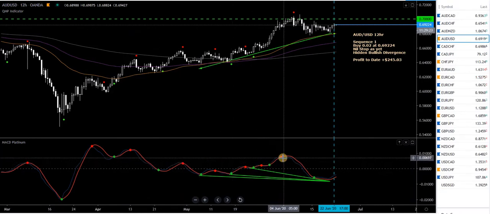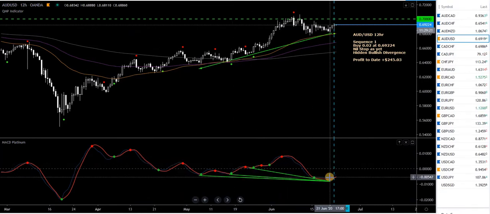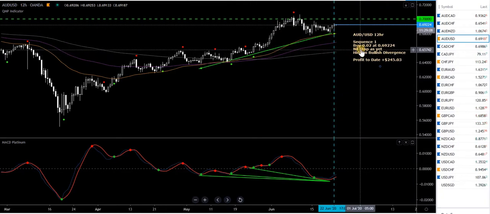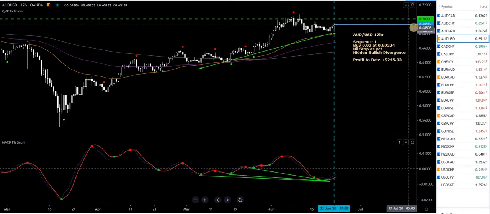So it's a MACD Platinum. All it is is a zero lag MACD. My buy trades are designated by a blue vertical dashed line and a blue solid horizontal line. Where the intersection is, that's where I took the trade. You can see the price will match up to the price written down there.